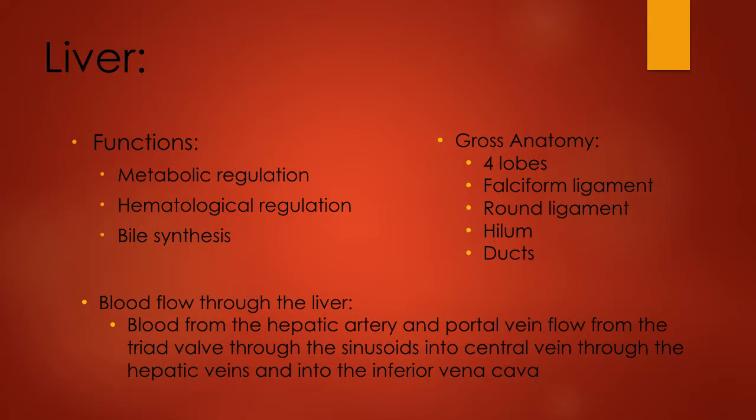Blood flow through the liver. Blood from the hepatic artery and portal vein flows from the portal triad through the sinusoids into the central vein, through the hepatic veins and into the inferior vena cava.